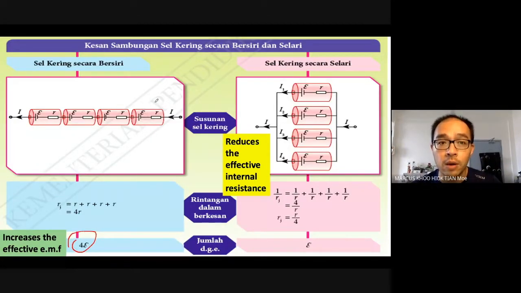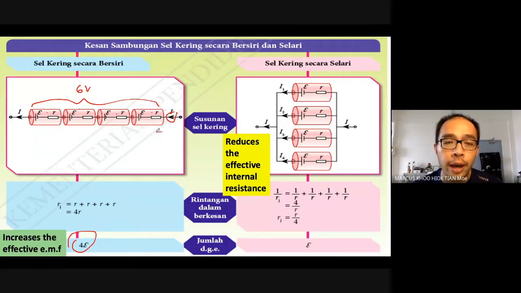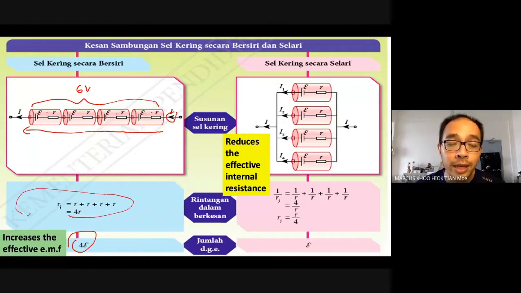Okay, kalau setiap satu adalah 1.5, 1.5, 1.5, 1.5, the total voltage will be 6 volts. 1.5 kali 4. But the problem with this is, the current has to go through every single one of this battery to come out the other side. So dia punya resistance, dia punya internal resistance adalah sangat tinggi.